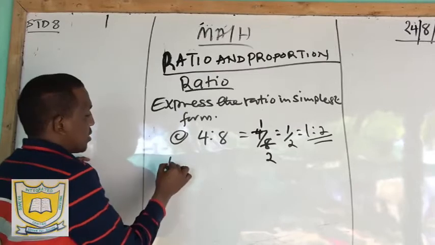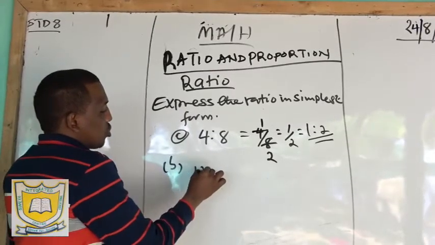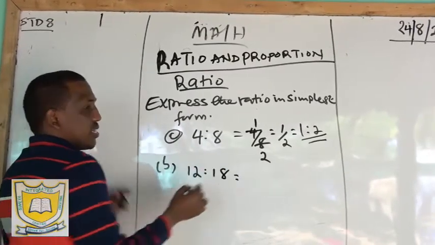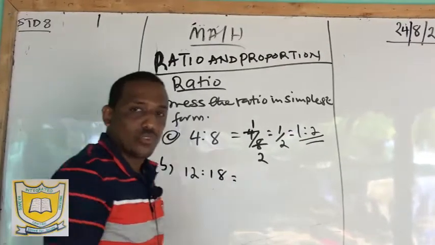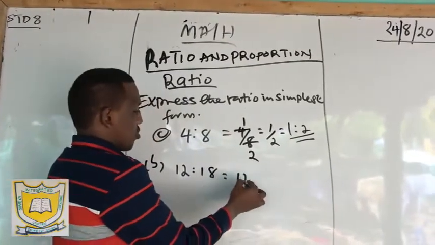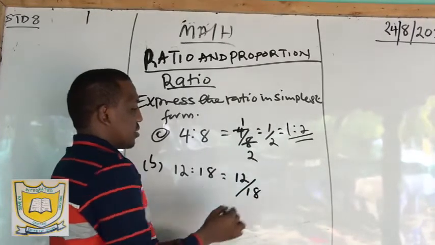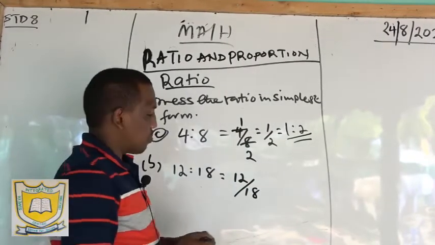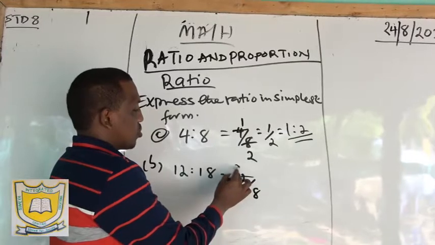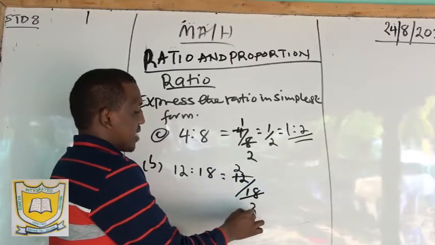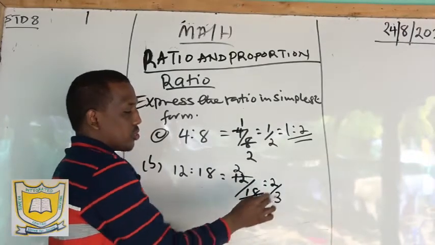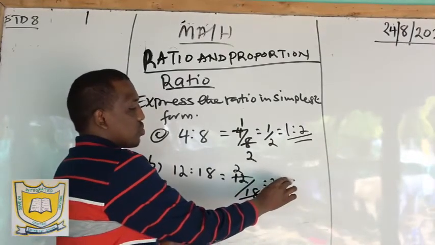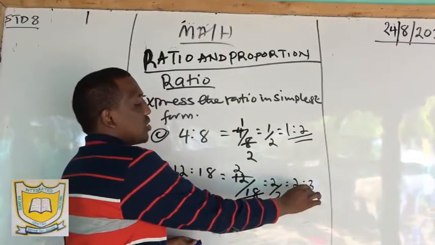12 to 18, 12 to ratio 18. In simplest form, what you do, you change this into a fraction first. So it will become 12 over 18. We simplify now in simplest form. By 6, 2, by 6, 3, which is equal to 2 over 3. They don't want the fraction. They say the ratio in simplest form, it will become 2 to ratio 3. That's how we solve.